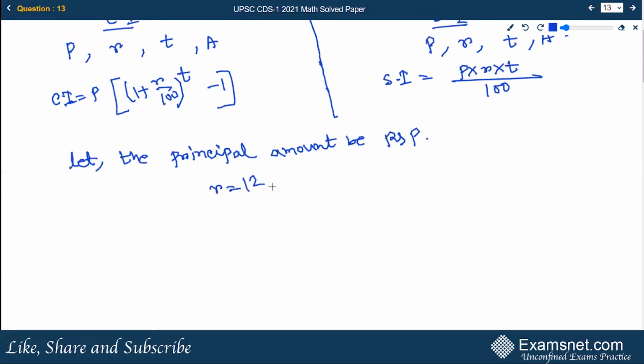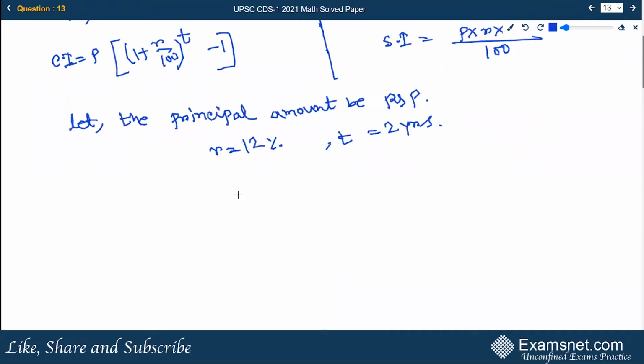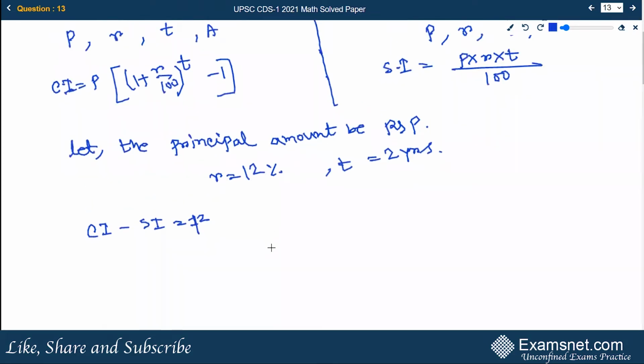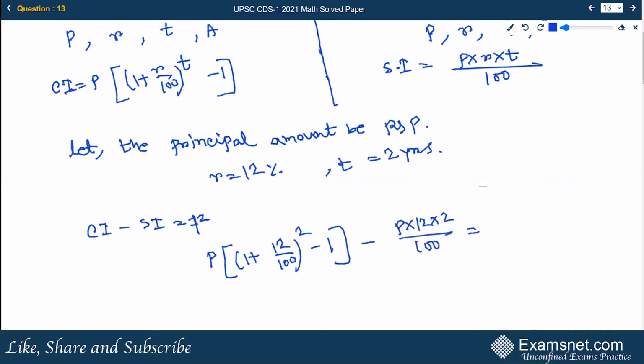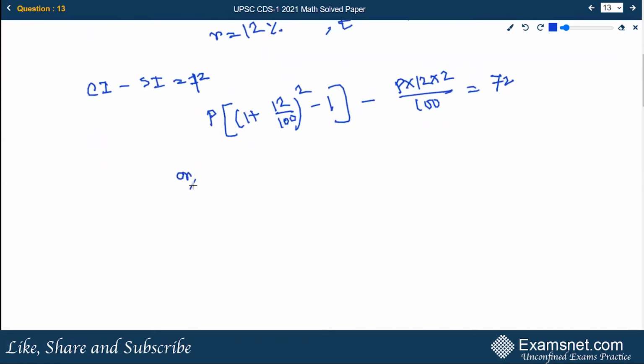So R is 12% and T is 2 years, correct? The difference between the compound interest and simple interest is rupees 72. So that means CI minus SI equals 72. So let's use the formula here. We can write P into 1 plus 12 by 100 whole square minus 1, minus P into 12 into 2 by 100, equals 72. Now we have to solve this equation, correct? So we can solve it.